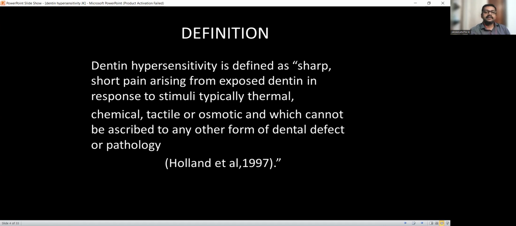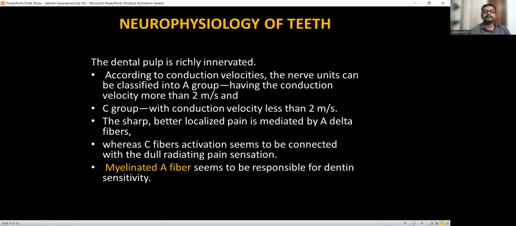Let's go through the definition once more. Dentine hypersensitivity is defined as short, sharp pain arising from exposed dentine in response to stimuli, typically thermal, chemical, tactile, or osmotic stimuli, and which cannot be ascribed to any other form of dental defect or pathology. This pain is sharp and short, but it cannot be attributed to any other form of dental defect or pathology. That was the definition of dentine hypersensitivity given by Holland et al.